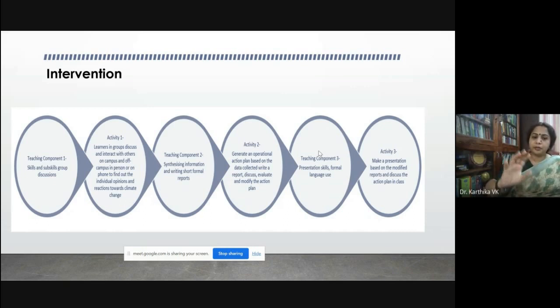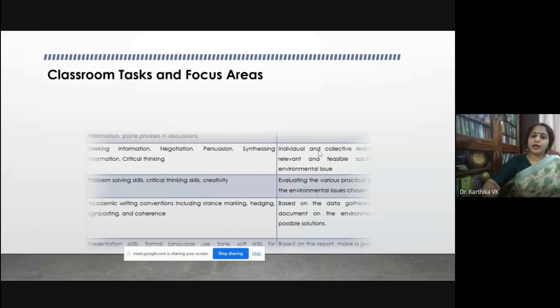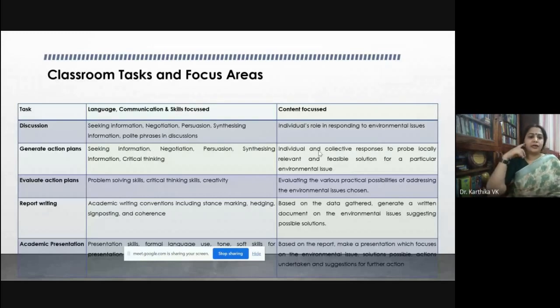I taught them report writing, presentation skills, and some other discussion skills as well, like debate and other stuff, being incorporated into all these activities. Now the classroom tasks and focus areas. We had discussions, generating action plans, evaluating action plans, report writing, and academic presentations.